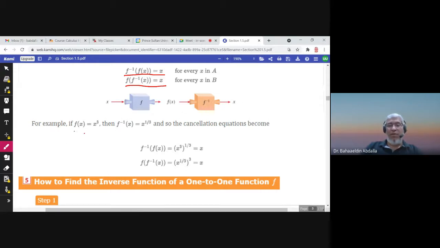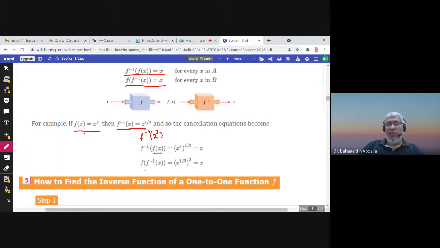For example, we said that f inverse is x to the power 1 over 3 for f of x equals x cubed. So you can show that f inverse of f of x is equal to x. Just write f of x first. So this would be f inverse of f of x, which is f inverse of x cubed, and that would be x cubed to the power 1 over 3, which is x.